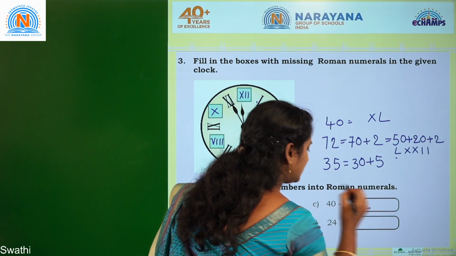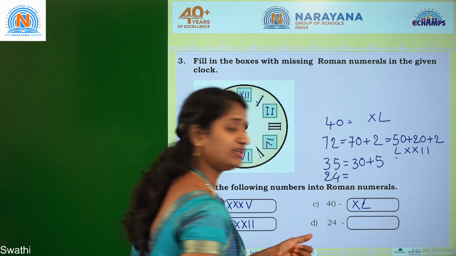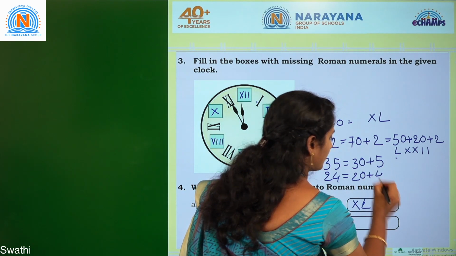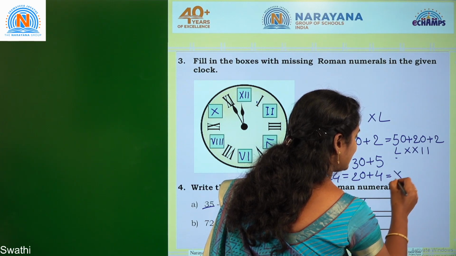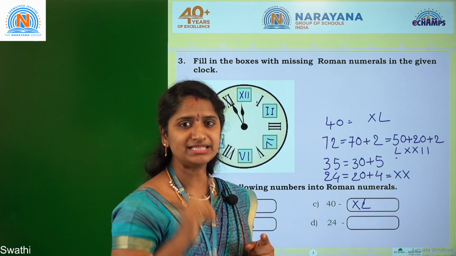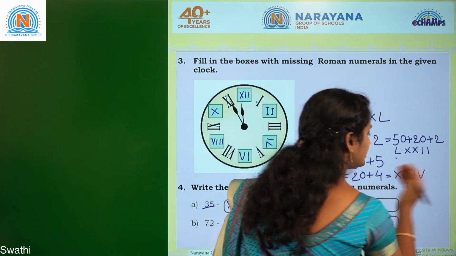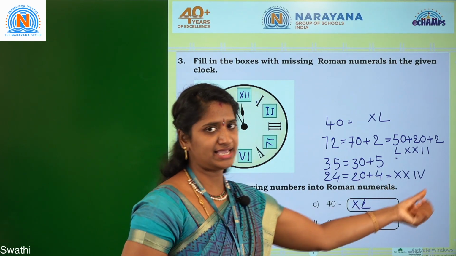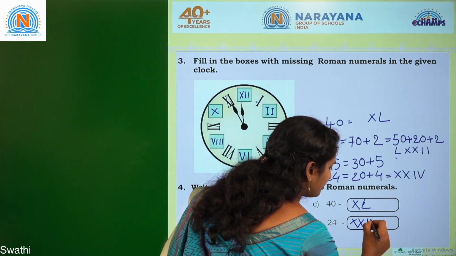Okay. Now 24. How can I write the 24? 20 plus 4. Here 20 means X. 4 means IV. It is 4, IV. We are going to subtract 1 from 5. It is 4. Okay. X and IV is 24. Now you can write the same thing.